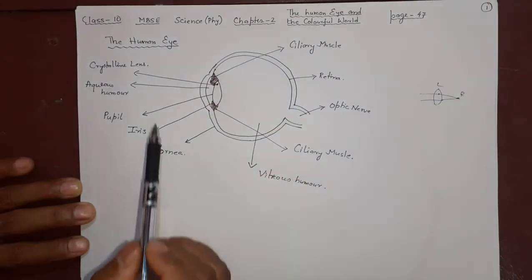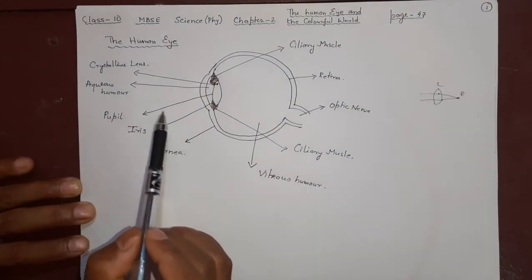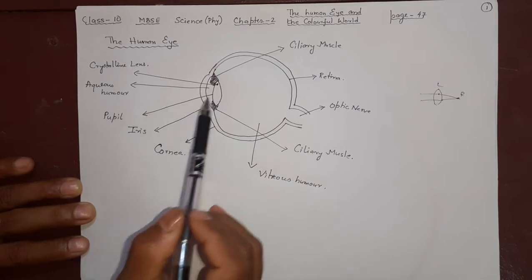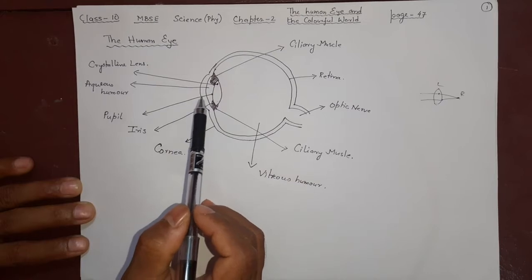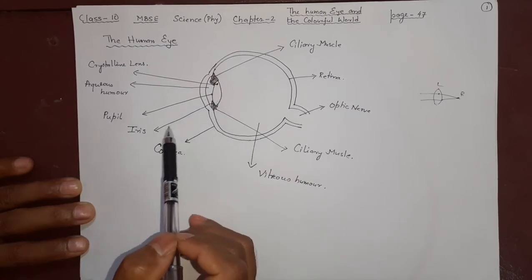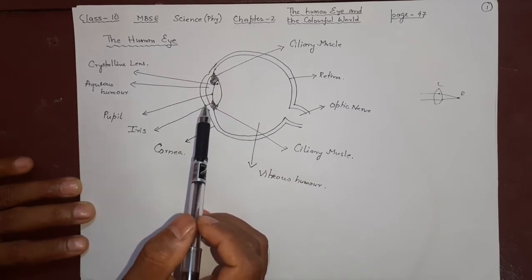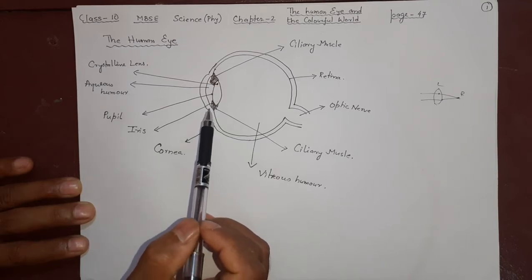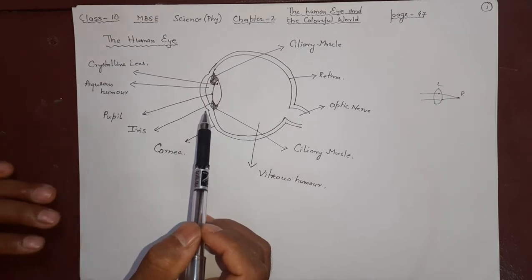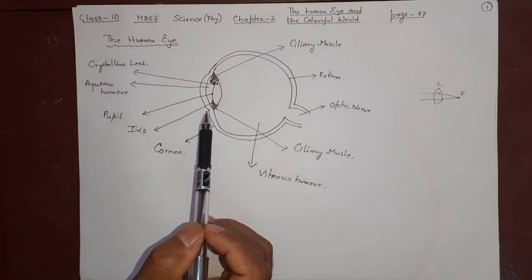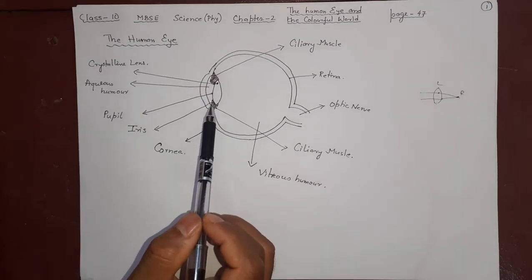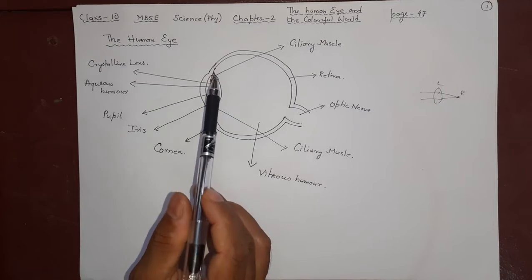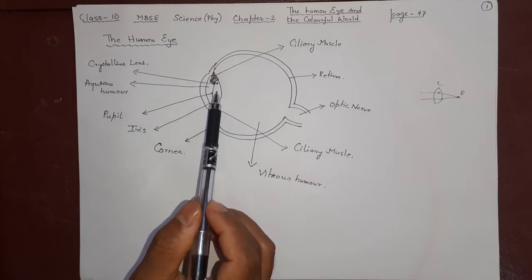First of all, the most important part, initially I will start from here, the pupil, from where the light enters. This is the important part from where the light enters, and the iris is there. The iris is a circular radial muscle. Why is this a radial muscle? This one and this one here, it is working in order to adjust the lens here.